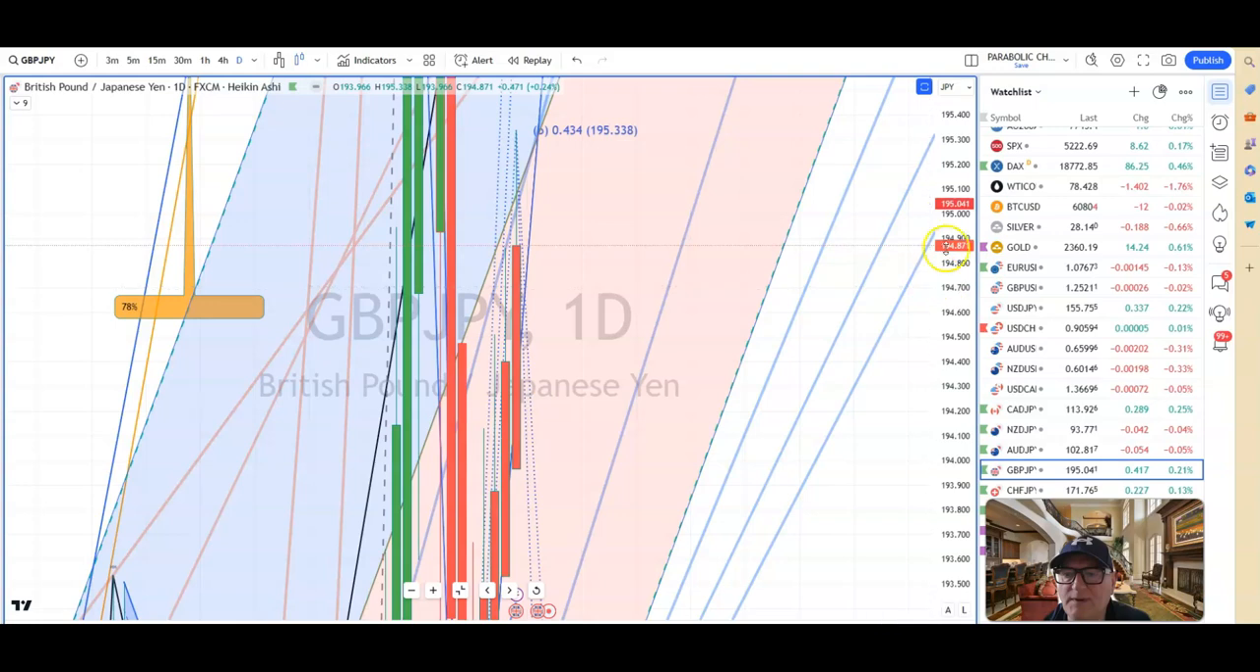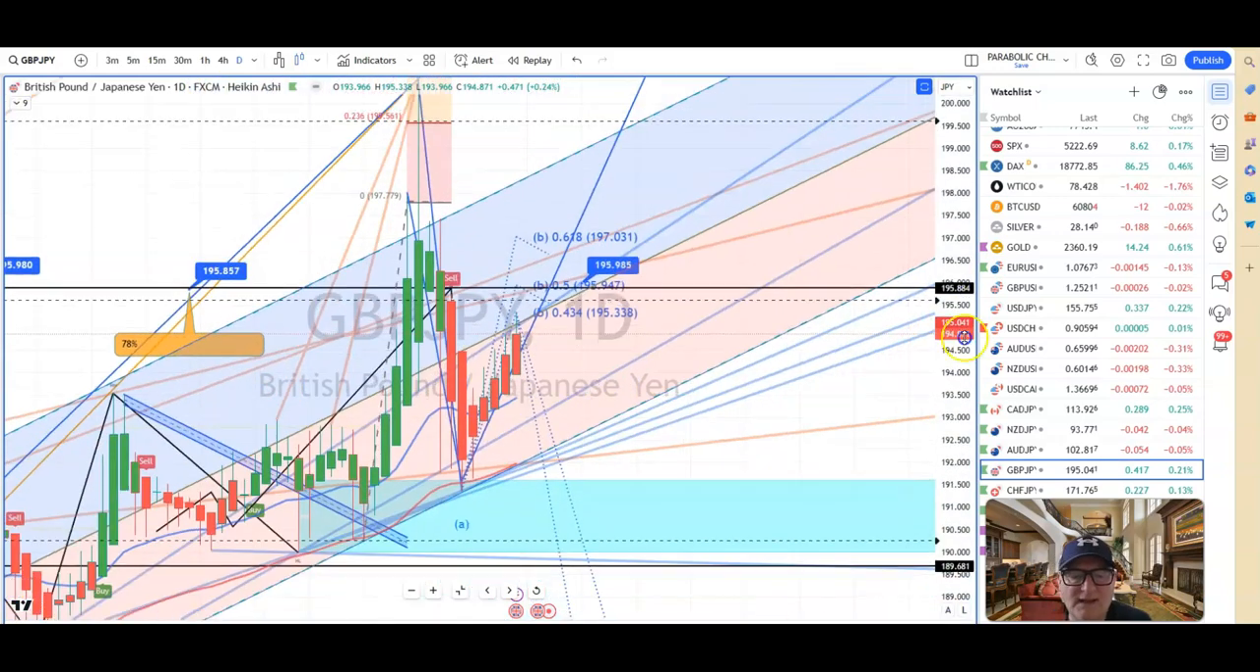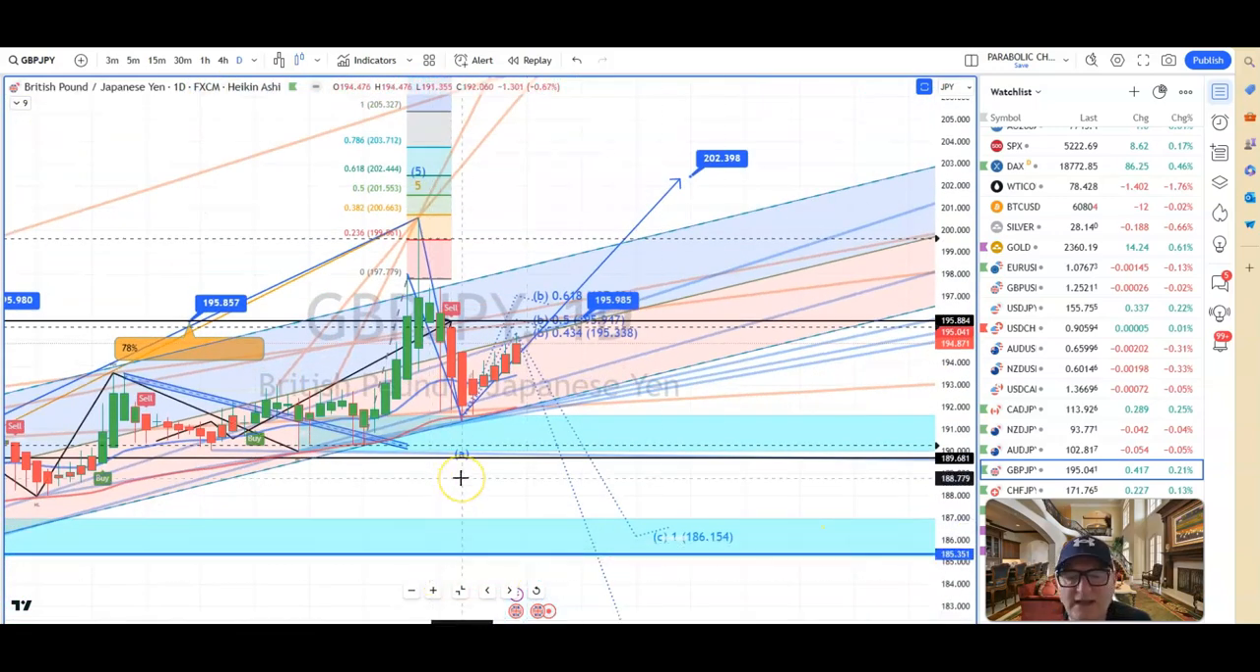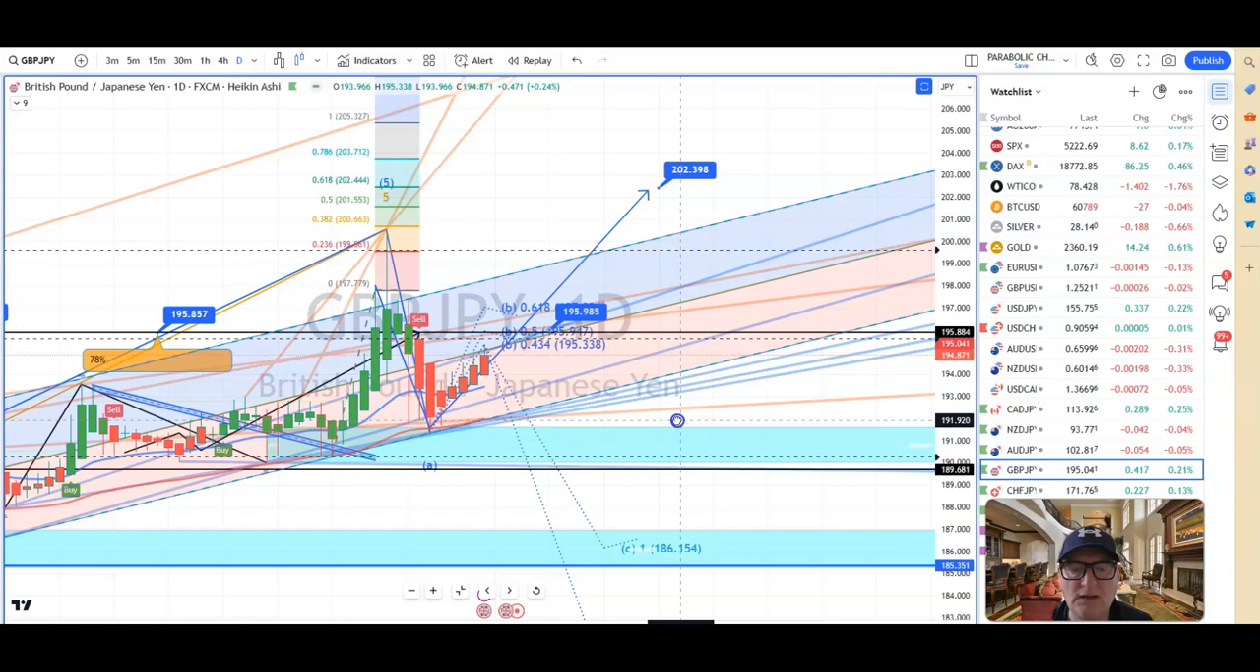Pound yen looks fantastic. There's going to be a pullback, but that's okay. This is in an ABC pattern on the daily, but in a wave 4 on the 4 hour. So we are expecting further move up to 195.98 this week. Further upside to 202. So look out for that, guys. This could be big.